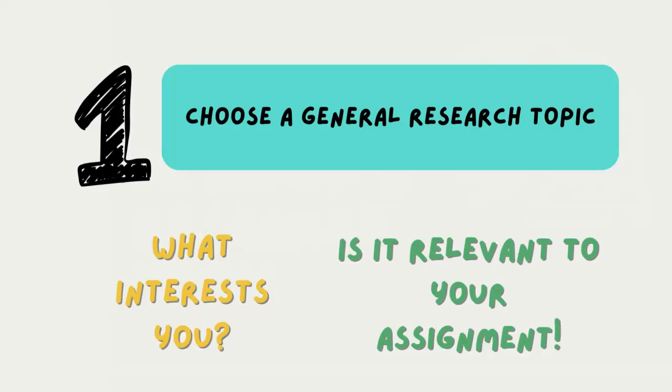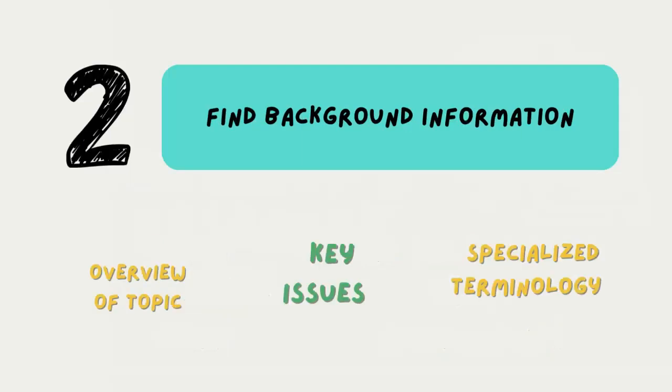First, choose a general research topic. Think about what interests you. Also think about, is your topic relevant to your assignment? Next, do a little background research. This will give you an overview of the topic, some key issues, as well as specialized terminology.